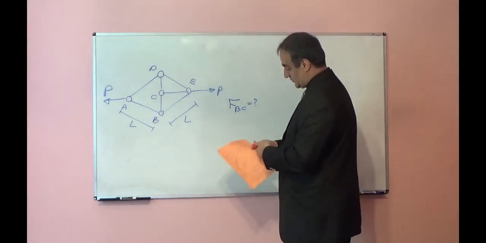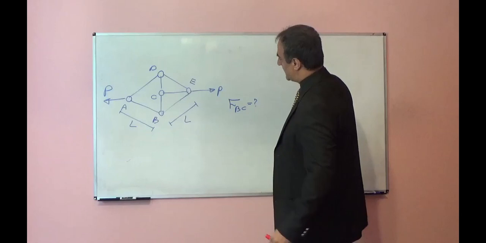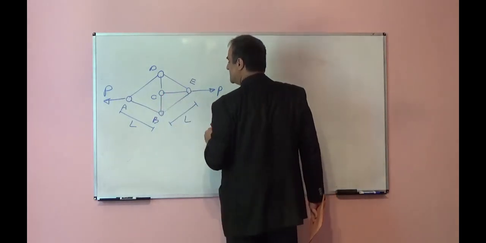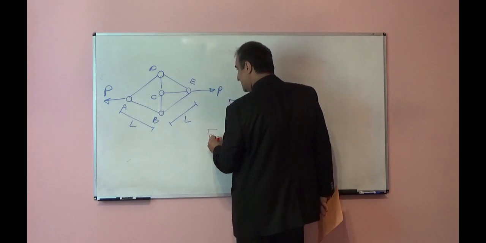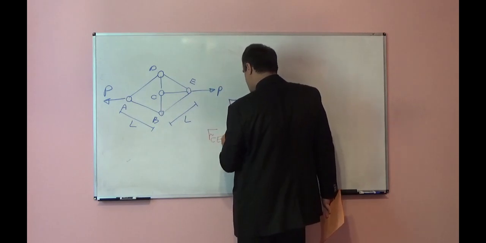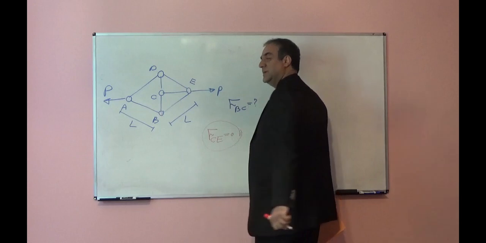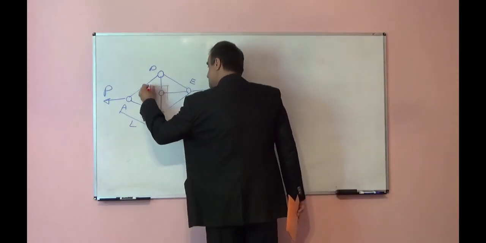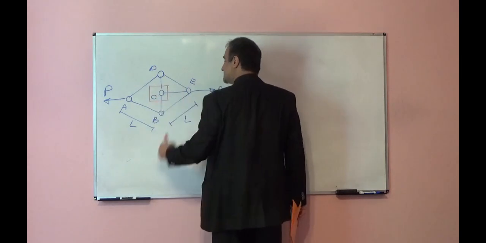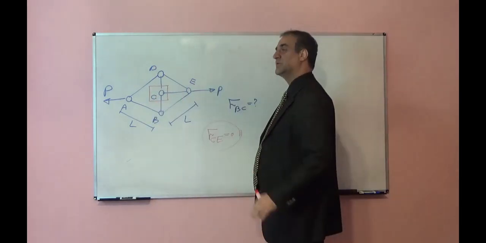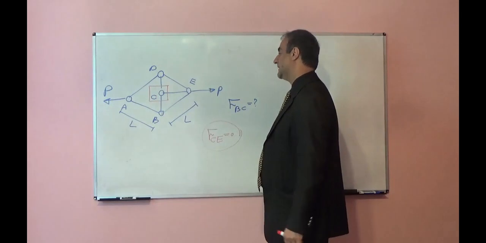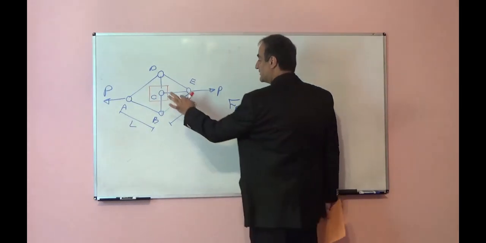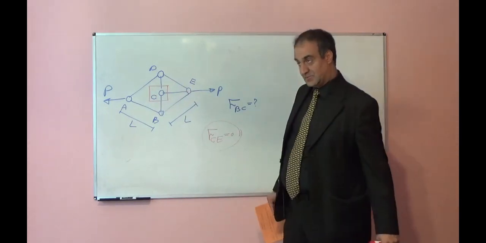First, let's look at these members one by one. From statics, we know the force in member CE should be equal to 0. We know this from statics. Why? Because if you cut this joint, two members are in the same direction, one member is perpendicular, and there is no external force at the joint. So the third member internal force will be equal to 0.